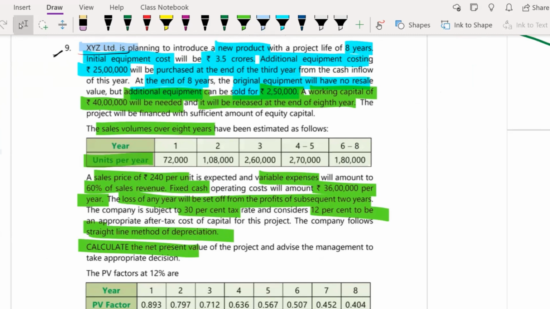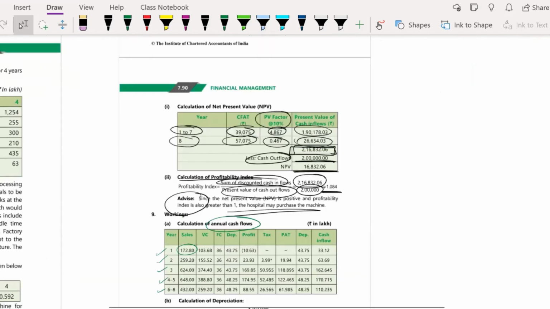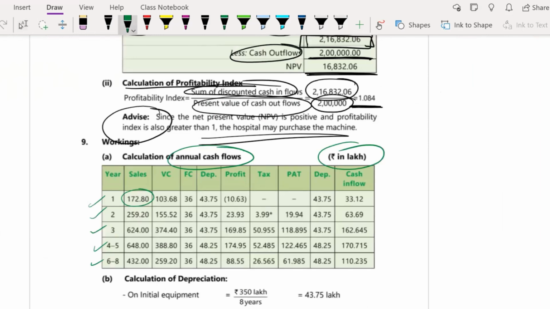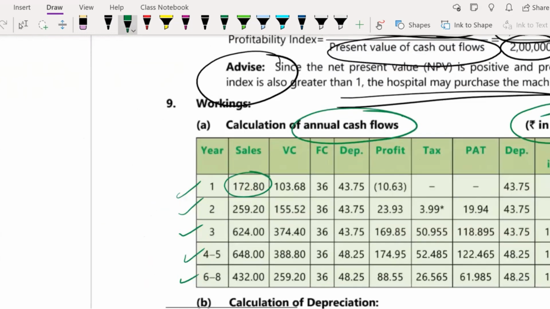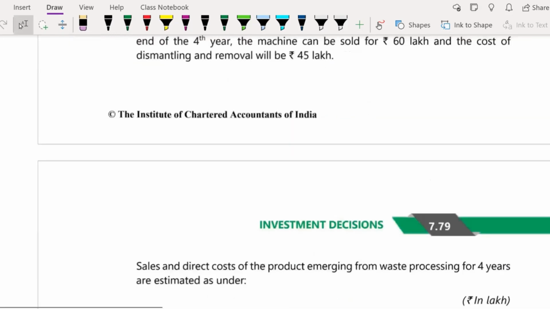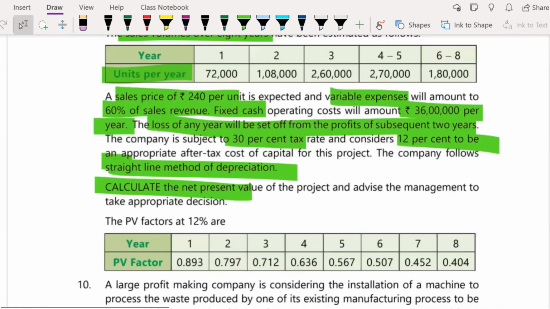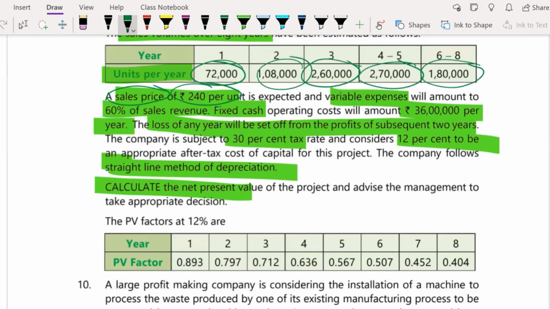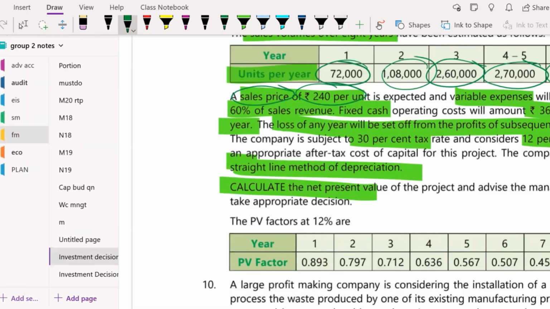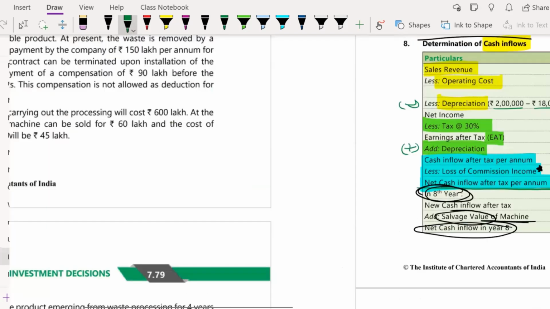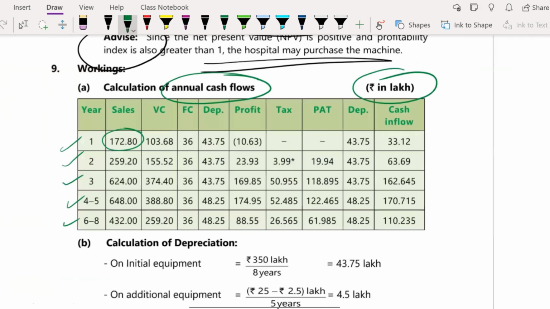So here first, remember all of this is given in lakhs. First, in the first year alone I'll tell you, then the rest of it you can calculate. How did they find out the sales of 172.80 lakhs here? They have taken the sales price of 240 per unit multiplied by the sales volume of 72,000 units per year. This will be your sales for the first year. The same way for the second year, third year, 4 to 5 years, and 6 to 8 years you have to calculate. If you calculate so, you will get your sales for all the years.